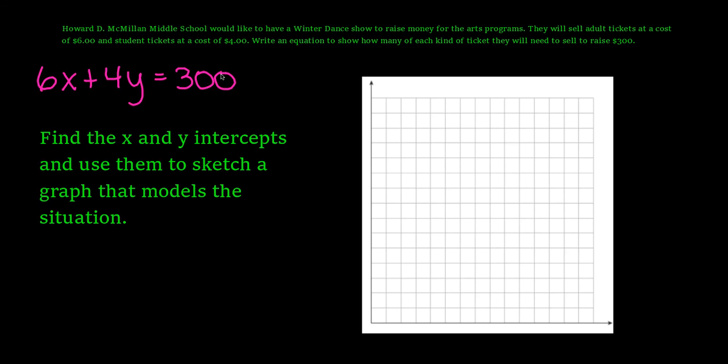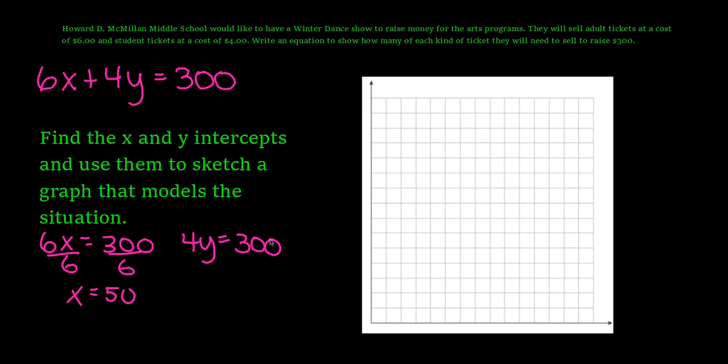Cool. So we should have been able to find the x-intercept by covering up the y. And that would have given me 6x equals 300. And when I divide by 6, x turns out to be 50. And we could have done 4y equals 300. If we want to find the y-intercept, we would have just covered up the 6x. And we divide that by 4, and y turns out to be 75.